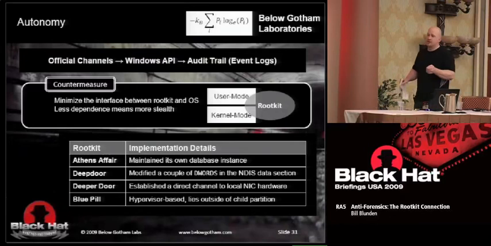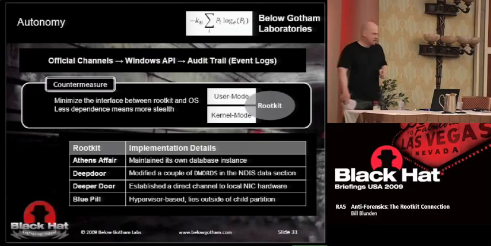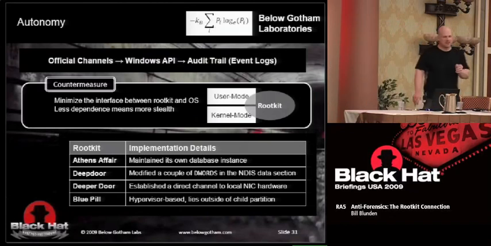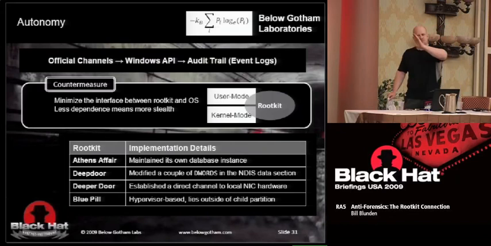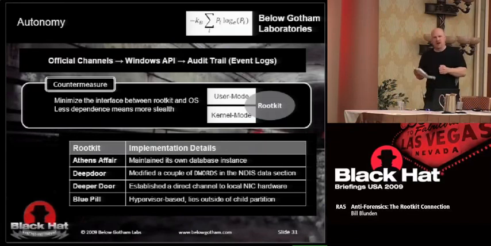And then 2 years later, Sean Embleton and Sherri Sparks came out with a rootkit that was basically along the same idea. The difference is that this rootkit sidestepped the operating system and the existing TCP/IP stack entirely and talked directly to the hardware. So again, autonomy: not using the official facilities that the operating system provides as a way to avoid detection.